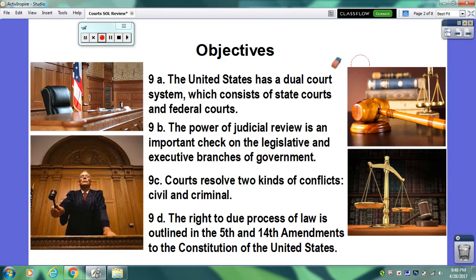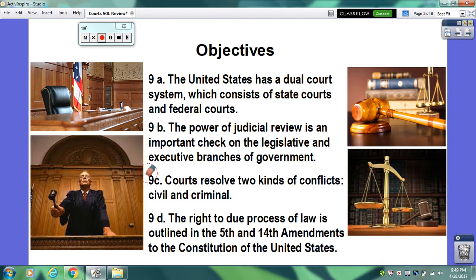So to begin with our objectives, we're going to be looking at four main points today. We're going to be looking at how the United States has a dual court system, which consists of state courts and federal courts. We will also be looking at the power of judicial review and how it is an important check on the legislative and executive branches of government.